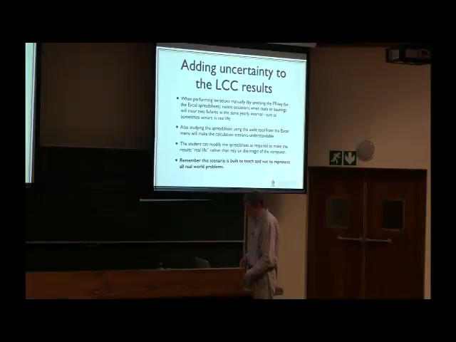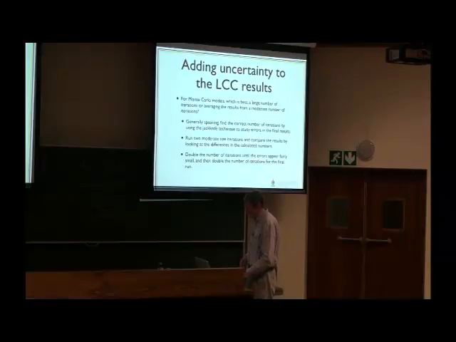For Monte Carlo models, which is best? A large number of iterations or averaging the results from a moderate number of iterations? Generally speaking, find the correct number of iterations by using the jackknife technique to study errors in the final results. You run two moderate size iterations and compare the results by looking at the differences in the calculated numbers. Double the number of iterations until the errors appear fairly small, and then double the number of iterations for the final.